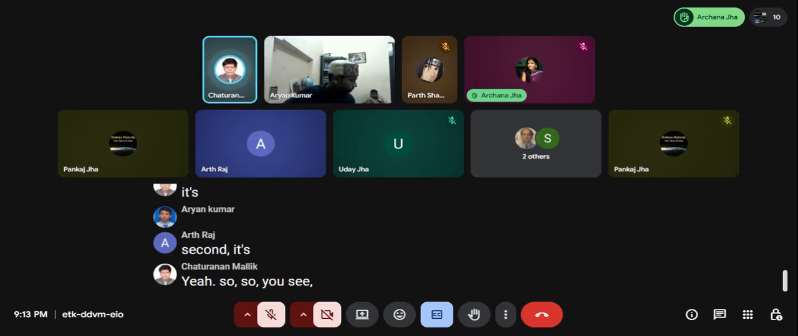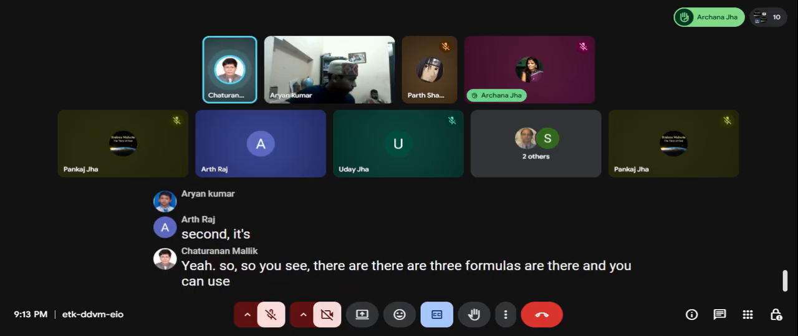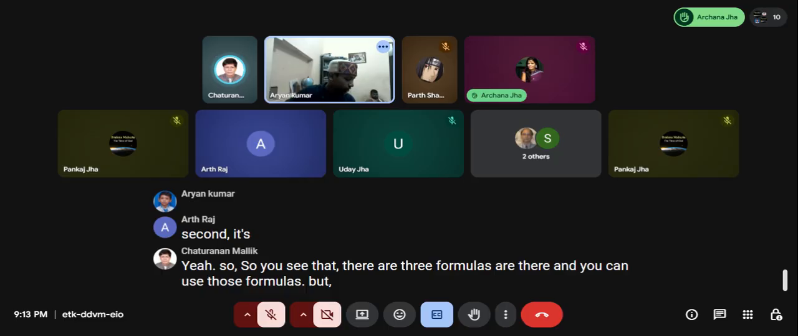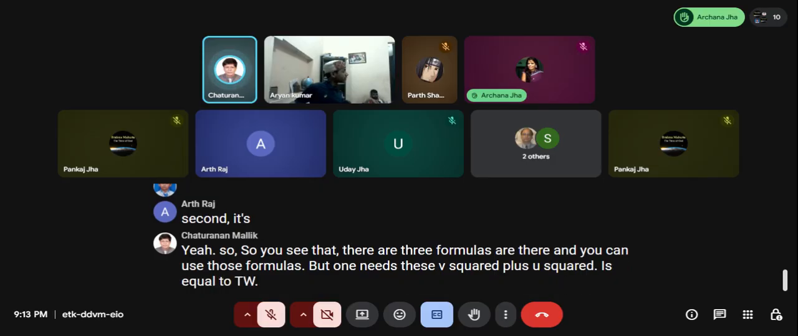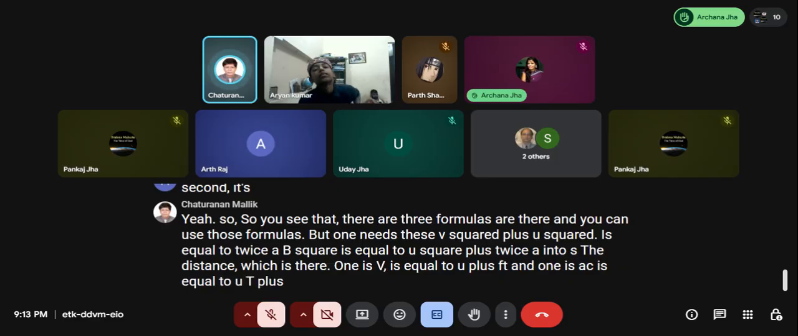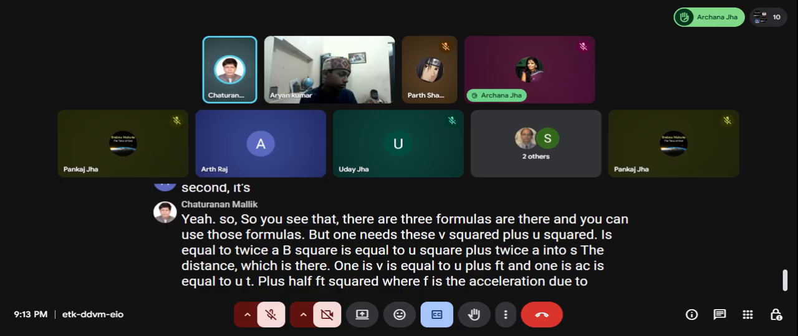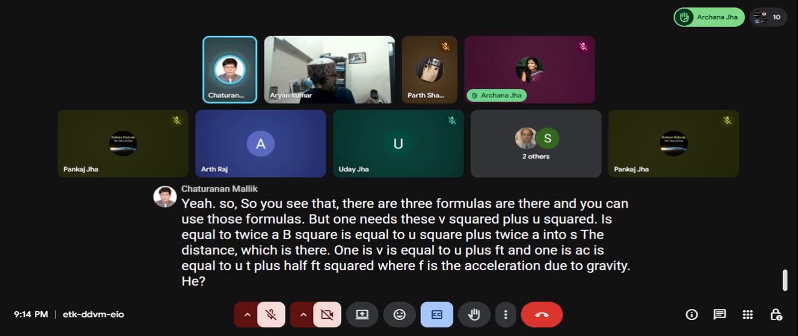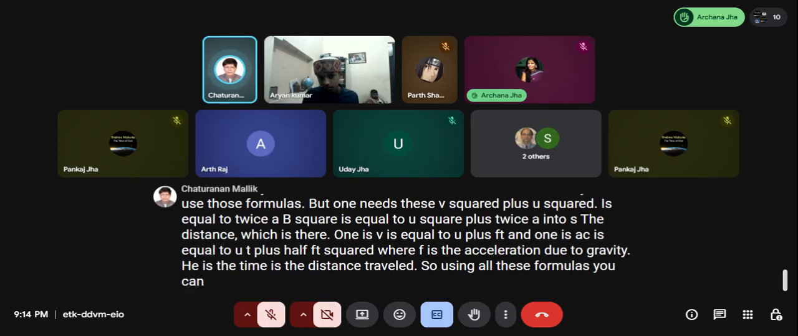So you see, there are three formulas, and you can use those formulas. One is v squared is equal to u squared plus 2as, where s is the distance. One is v is equal to u plus ft, and one is s is equal to ut plus half ft squared, where f is the acceleration due to gravity, t is the time, and s is the distance traveled.